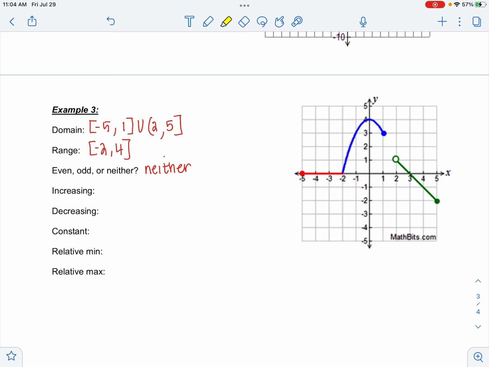Increasing, so I'm looking for where the graph left to right is uphill, which is right here. No more increasing. So the domain of that piece, it starts at -2 and it ends at 0. So -2 to 0. Remember parentheses on this.